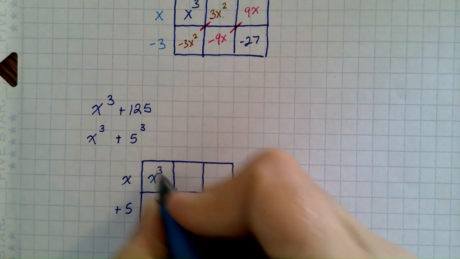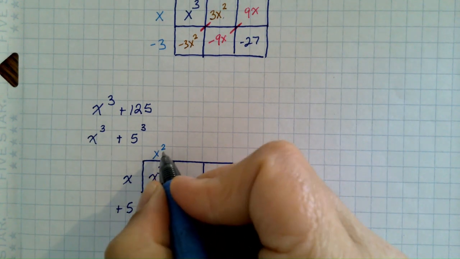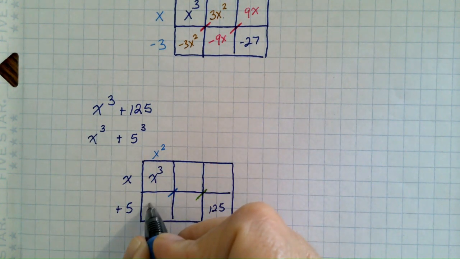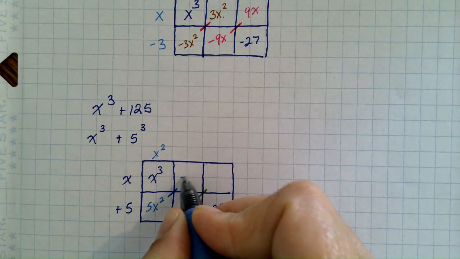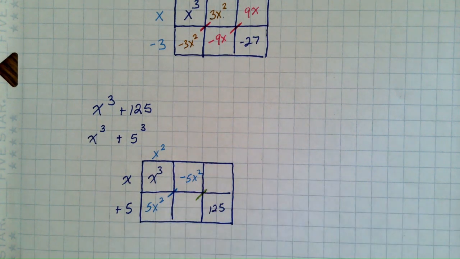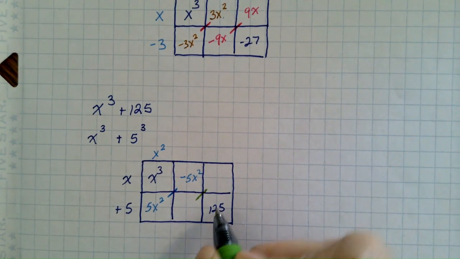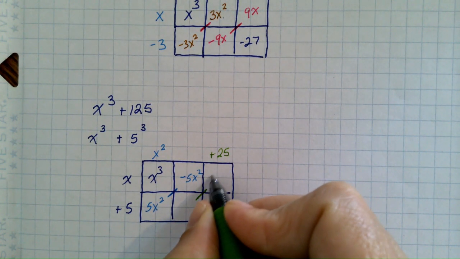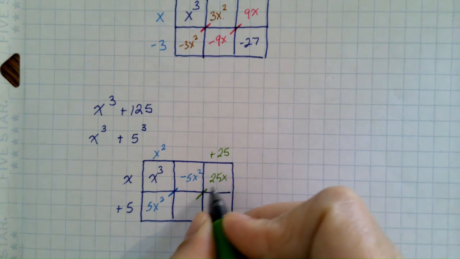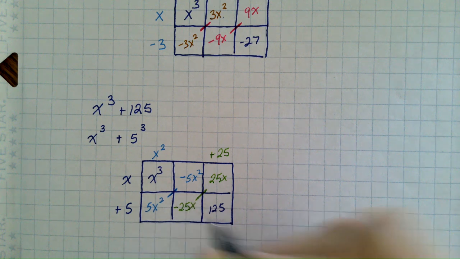So x times what makes x cubed? X squared, which puts what here? 5x squared, which puts what here? Negative 5x squared. Exactly. 5 times what is 125? You said 25, which puts what here? Good. And what here? Exactly. They have to add to 0.